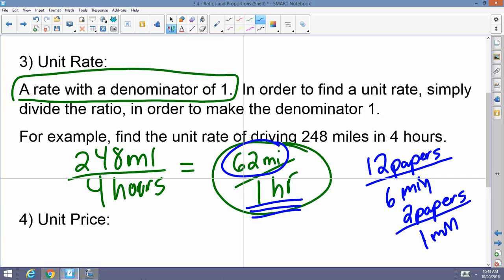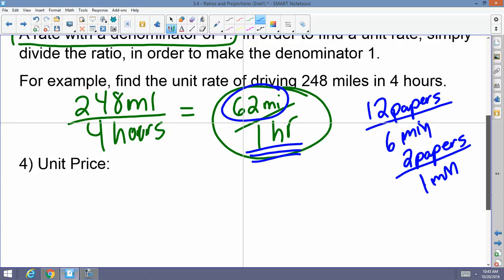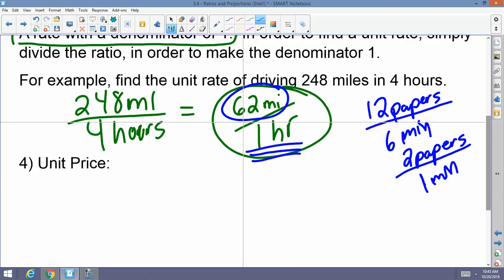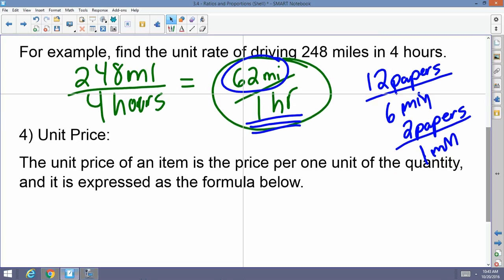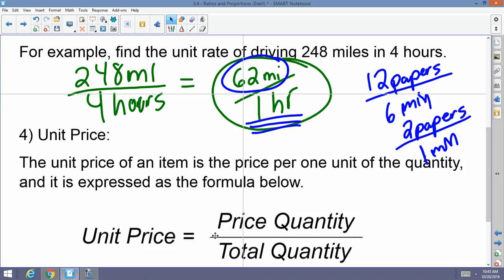Now I can start talking about what I thought we were on already. Sorry. Unit price. Okay. Unit price is a unit rate, but involving money, y'all. Unit price of an item is the price per ounce for 1 unit of the original quantity. And it is expressed as the formula below. Unit price always has the following formula. It's the price.